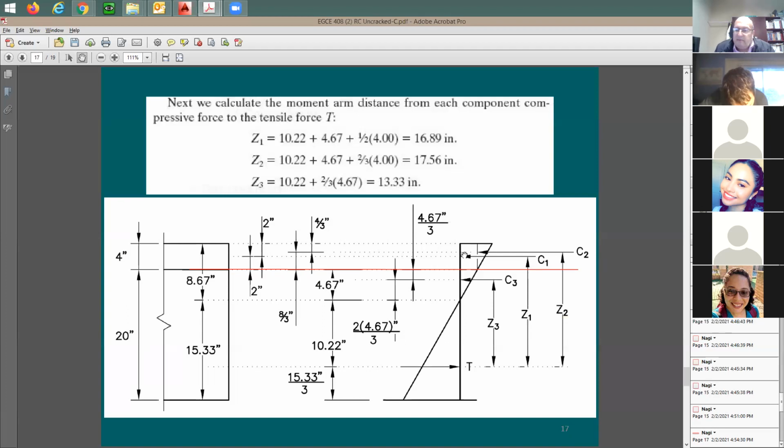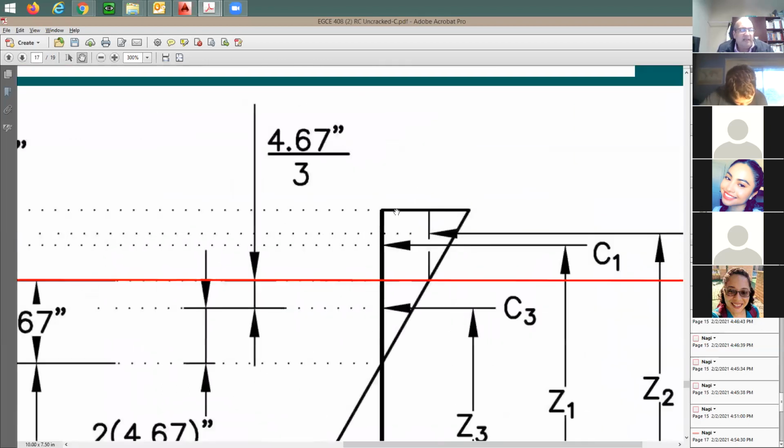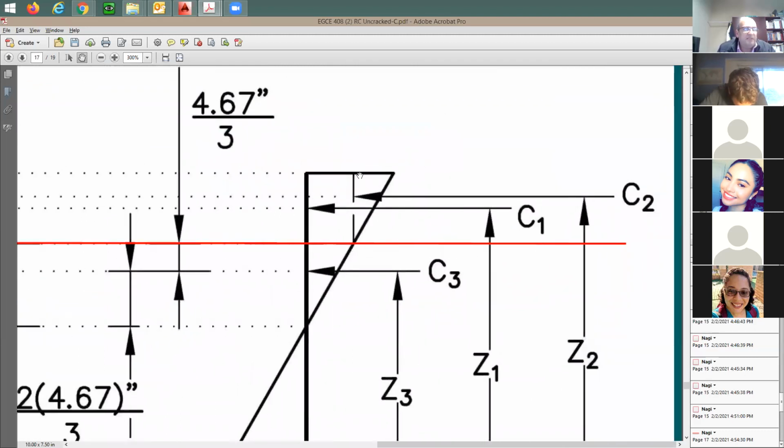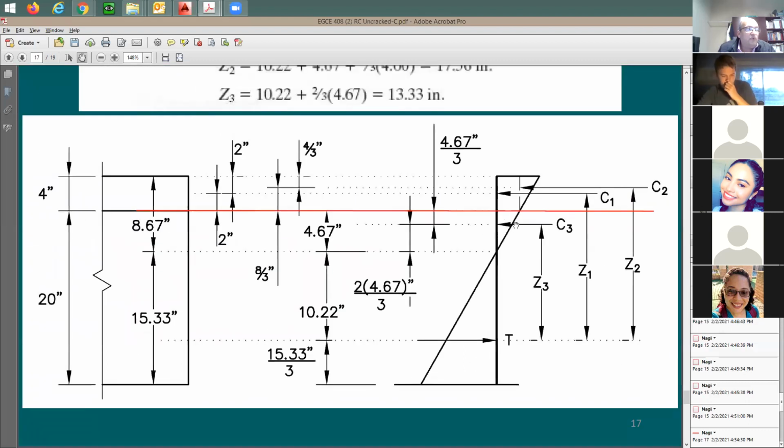For this trapezoid, I can't really figure out the centroid of a trapezoid. But if I have a case like this trapezoid, maybe I better divide it into a rectangle and a triangle. Okay. The first force here, because I need to divide this, now I'm going to divide this into 3 forces for simplicity. And for each force, I can find out its Z. What is Z? It is the distance from the tension to this compression.